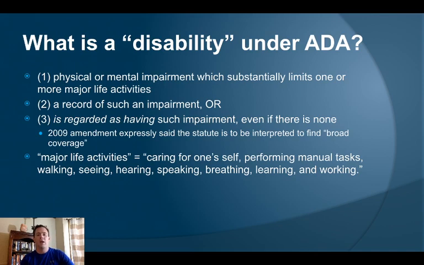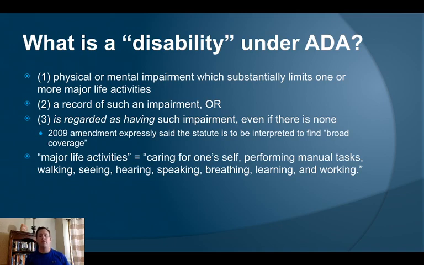Or it also applies to people who are regarded as having such an impairment. So if an employer discriminates against you because they think that you have something considered a disability, that person is also covered by the ADA protections, even if they don't actually have that disability, because the discrimination really is the same. They're discriminating against you because of their perception that you have that disability.